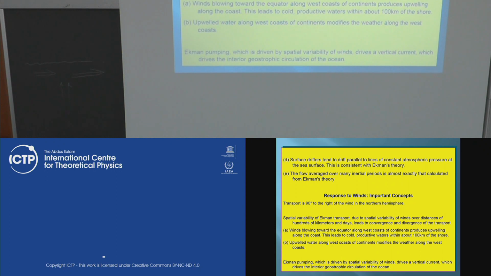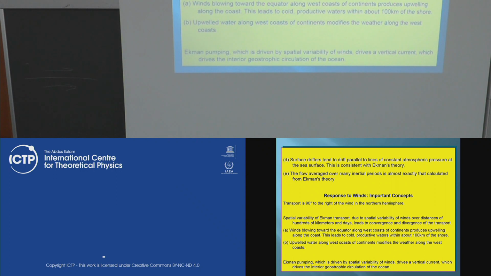There is a third process by which we can have vertical upwelling, which is the so-called equatorial upwelling. What is happening along the equator? Along the equator, we know that there are easterlies blowing on both sides. If this is the equator, and the easterlies are blowing this way, right?